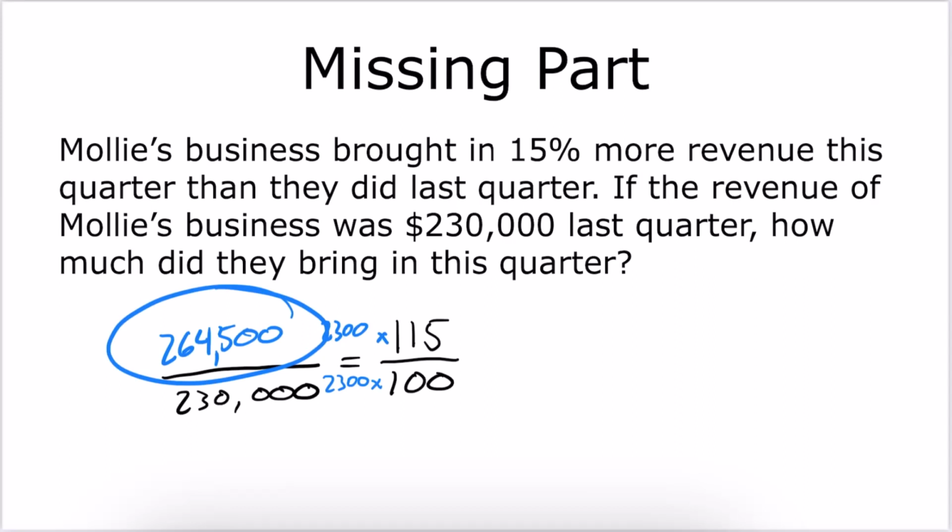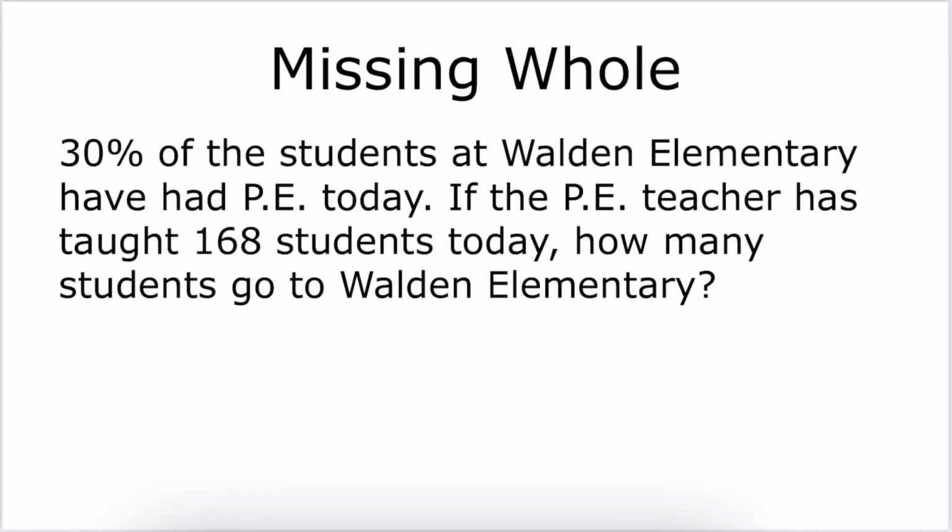And again, you could solve this by just finding 15% and adding it to $230,000, and you would still get the same answer. And so that's how you would solve a missing part problem with the proportion method. And then the last type of problem we can solve is a missing whole problem.